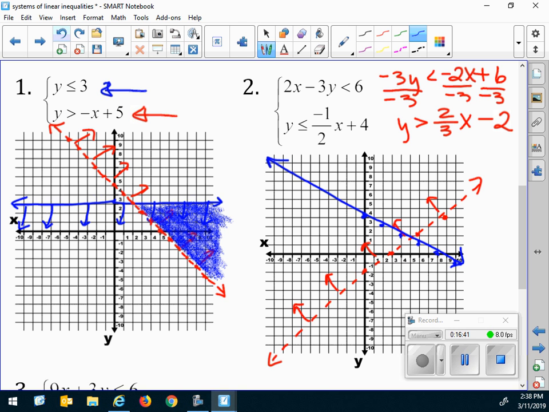Above or below? Above or below? Why is it below? Because what's that sign called? Less than. Okay.